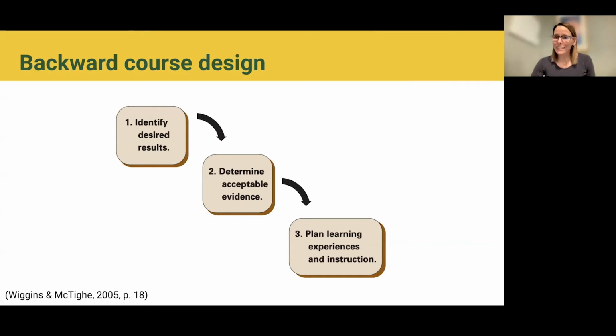And number 3, you plan learning experiences and instruction. Those are your activities. And building a course with learning outcomes in mind can promote student engagement and motivation because students know what is expected of them. And alternatively, misalignment between these 3 levels can result in frustration.